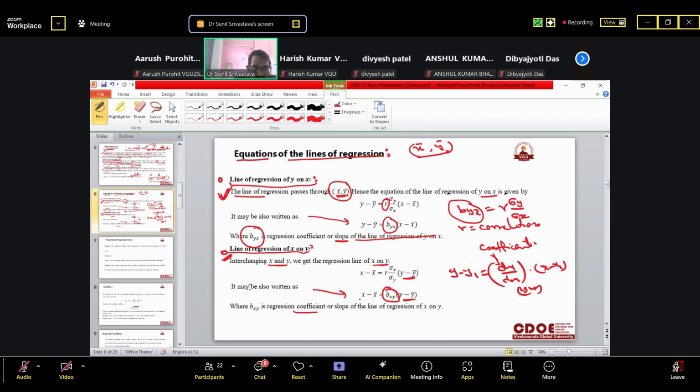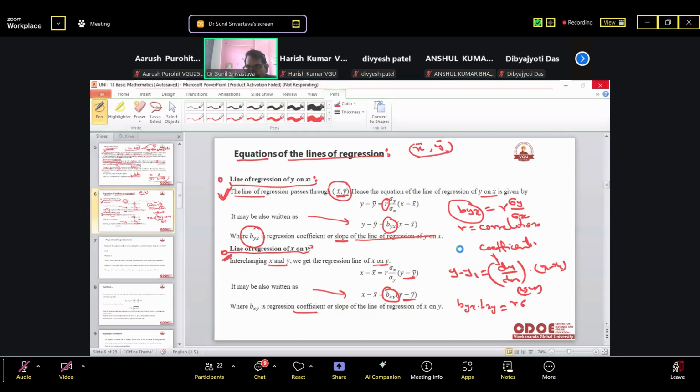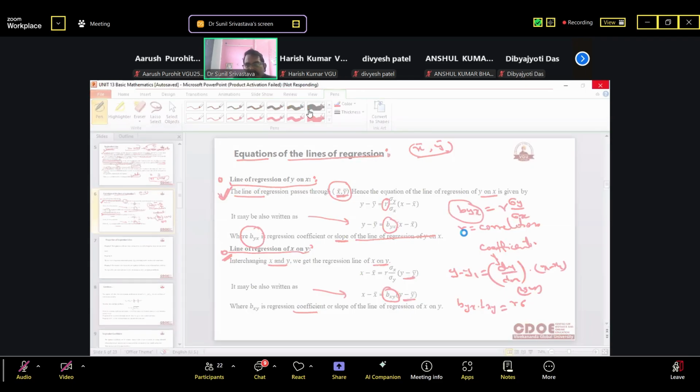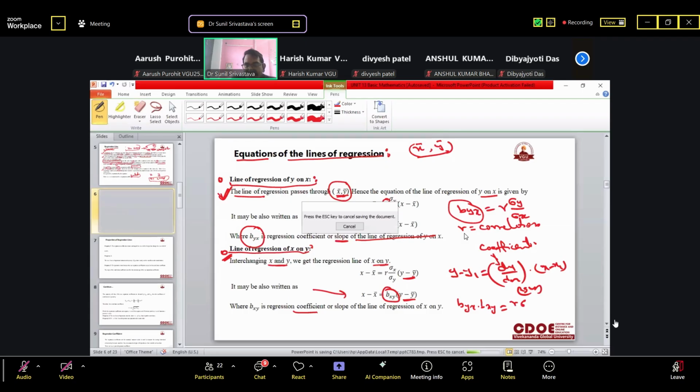We have to discuss some interesting points about the properties. So here it is written byx and bxy: byx is r sigma y upon sigma x and bxy is r sigma x upon sigma y. So one interesting thing is that we can find out the regression coefficients directly here.